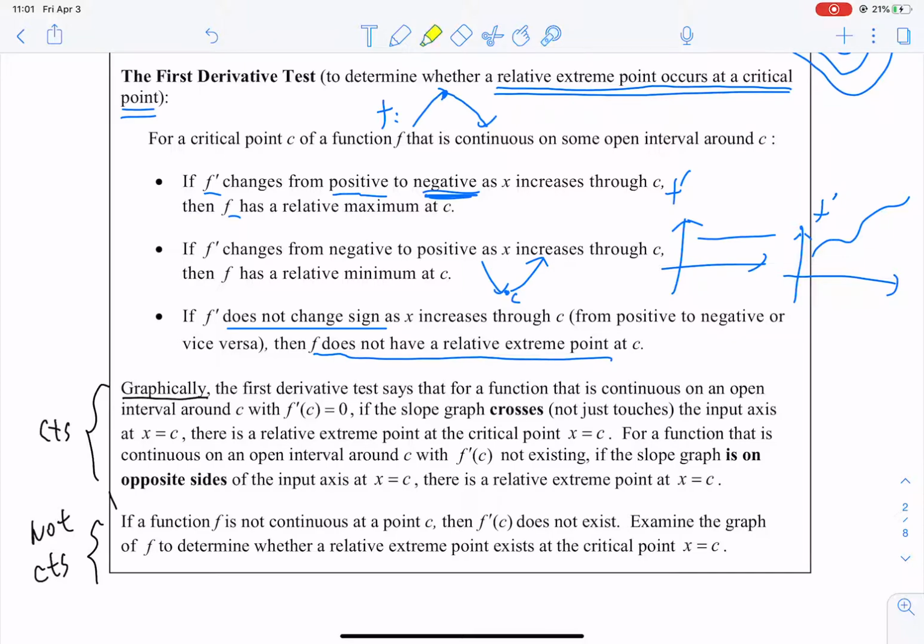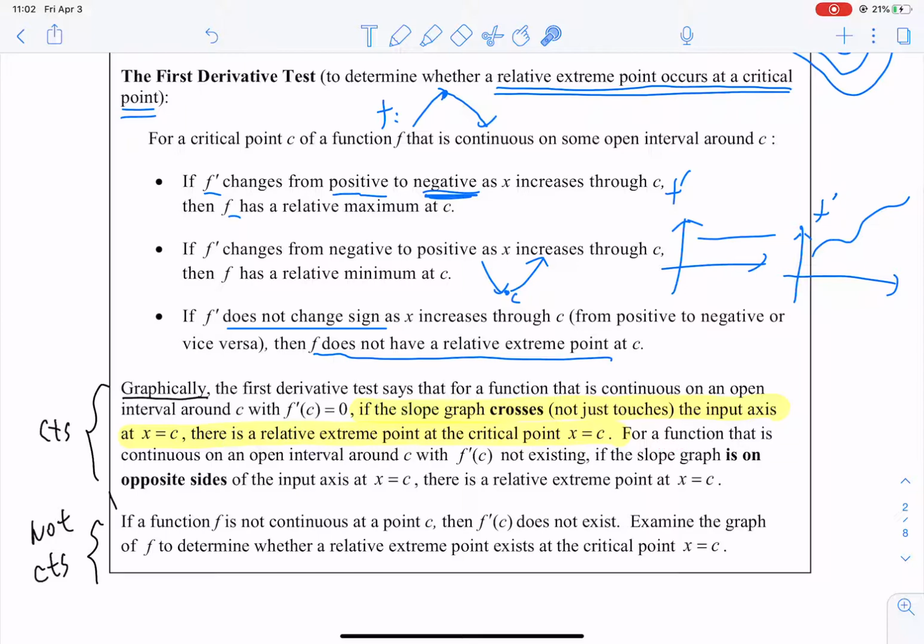You can see the keyword is the derivative graph. If the slope graph crosses, not just touches, the input axis at x equals c, then we say this is a relative extreme point. So what does this mean? It means for a critical point c, if the corresponding derivative graph crosses the x-axis, not just touches it, then this point is a relative extreme point.